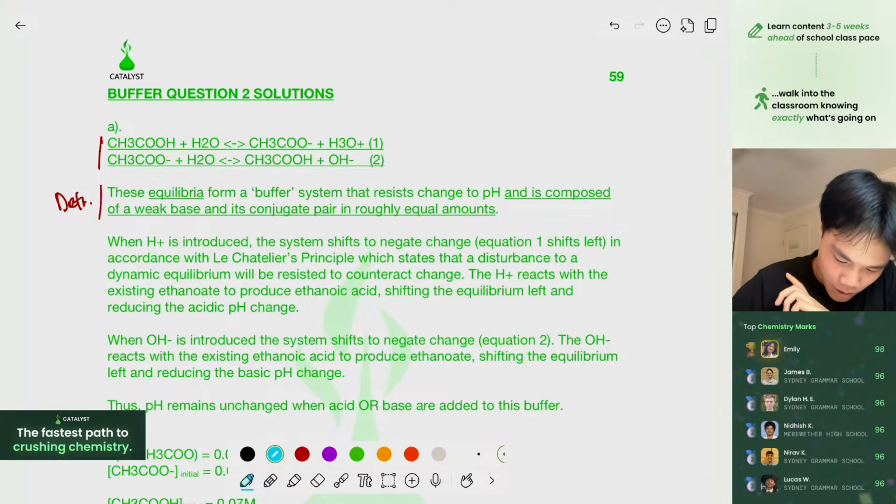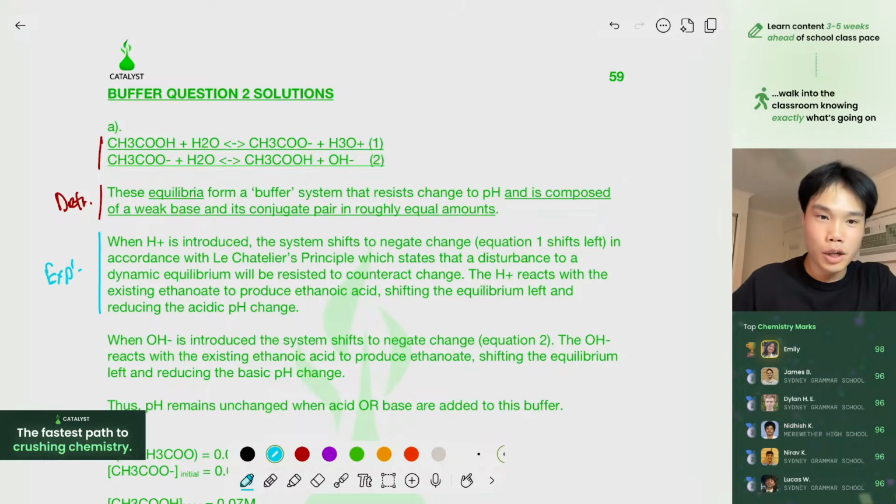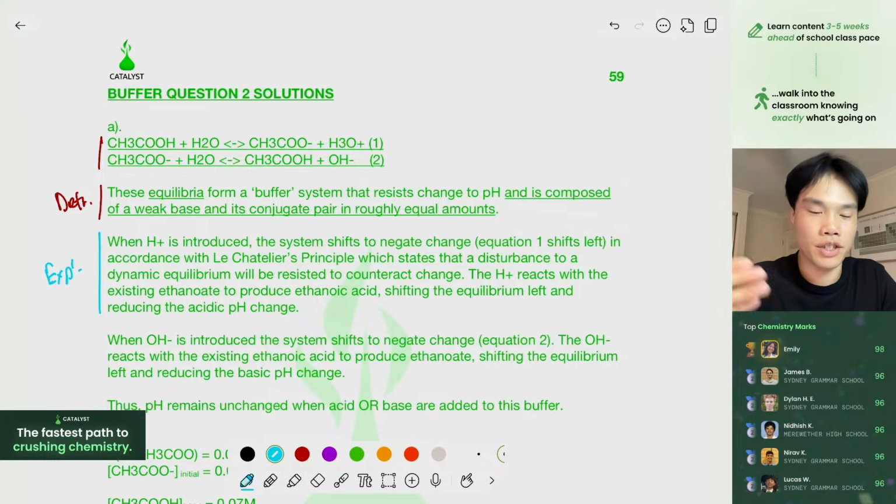So with the explanation itself, this wording is solid. When H plus is introduced, system shifts to negate the change, as equation 1 shifts to the left, in accordance with LCP, which states a disturbance to a dynamic equilibrium is resisted to counteract change. First time you mention LCP in an exam, you have to define it, and if you're not sure or you just want to play it safe, define it every time it's mentioned for the first time in a question. For a Mod 6 exam, I don't imagine it'd be too many times, but I would always play it safe. The game of HSC Chem with exams is essentially making sure that every response can't possibly lose marks, and you have to balance that with time. That's the exam strategy that you're playing.